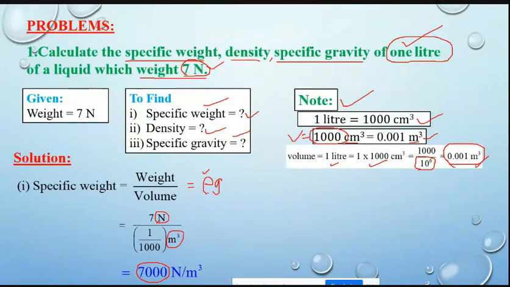Then what is the formula for rho? Specific weight divided by gravity. So you can use that particular formula: density is equal to specific weight divided by gravity. We have the specific weight, and gravity is a general value. You can assume gravity is 9.81. So you can substitute the values: 7,000 divided by 9.81.